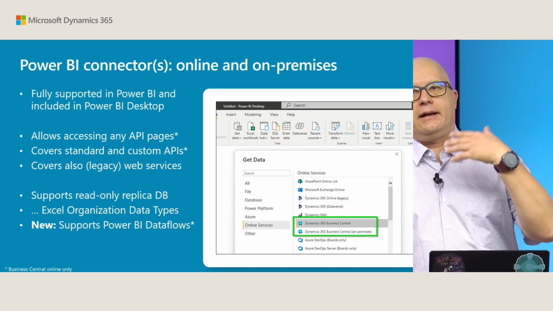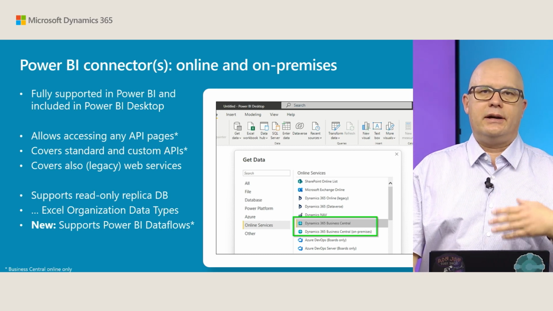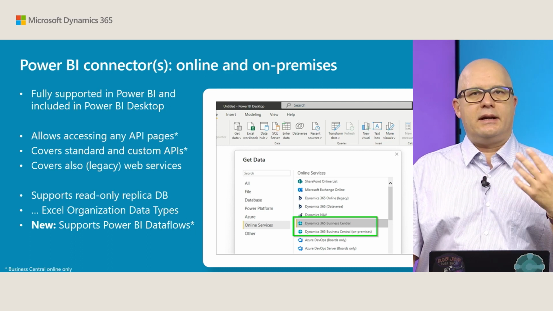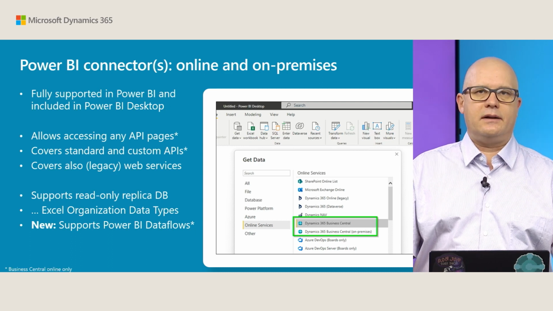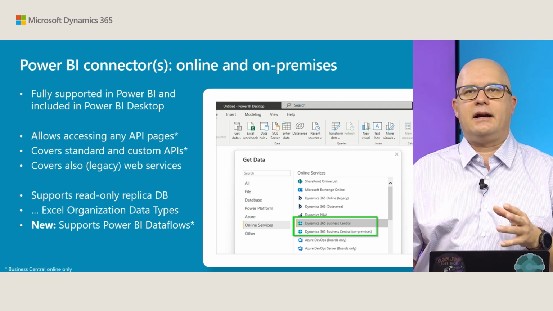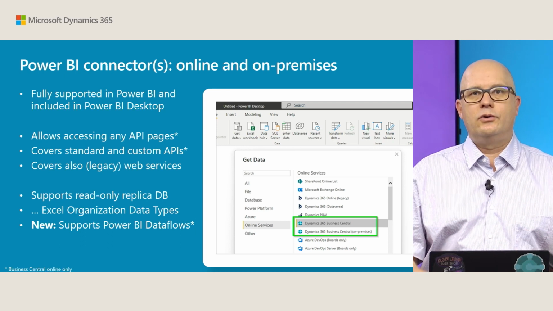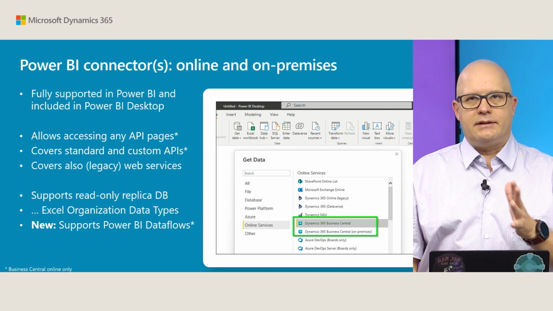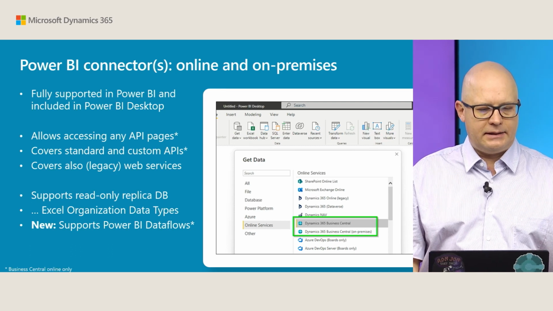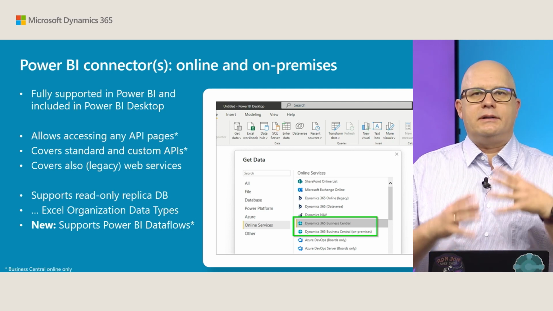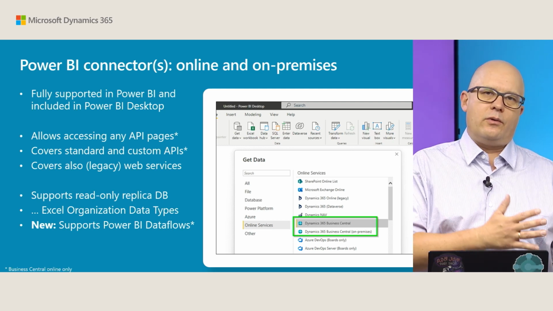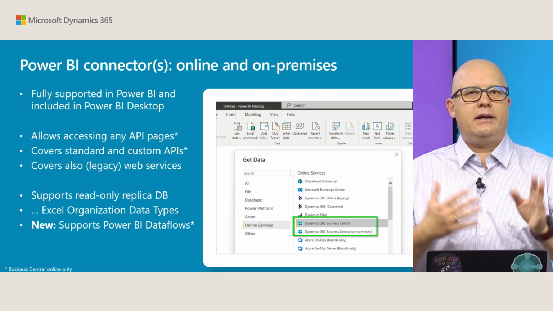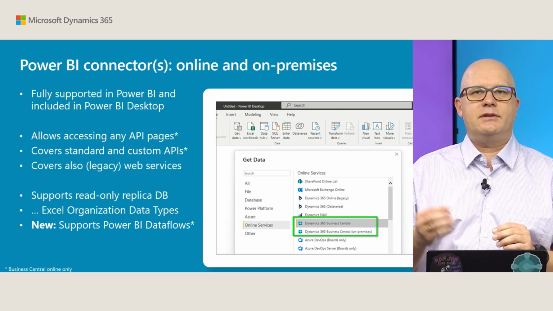Of course, those connectors, especially the cloud connector, cover all the APIs that Business Central exposes, and that is both standard APIs or any other custom APIs that you would build. And then, of course, also web services, which is this legacy technology. We support features that we already talked about last time. So, of course, read-only replica, Excel organization, data types, and many more.